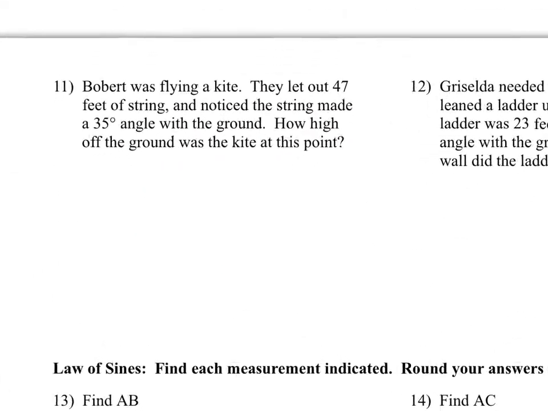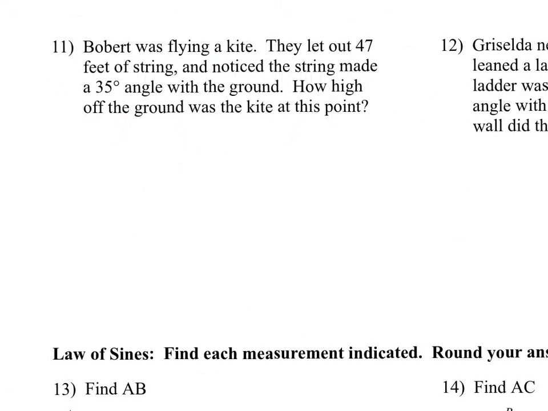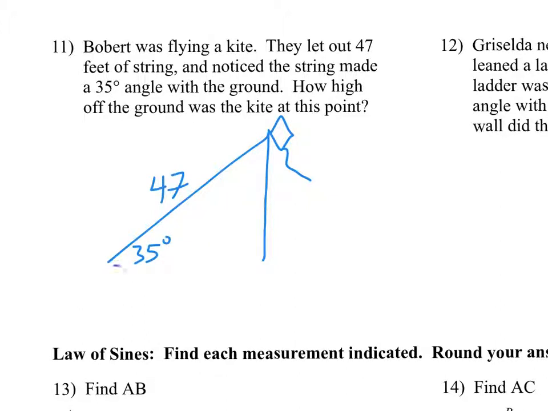Next up, we've got a word problem. Here we've got Bobbert flying a kite, and Bobbert is letting out 47 feet of string. So the string goes to the kite up here. We've got a 35-degree angle with the ground. And how high off the ground was the kite? That's what we're looking for.